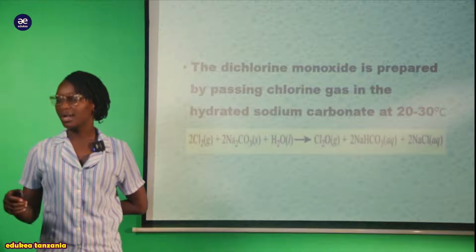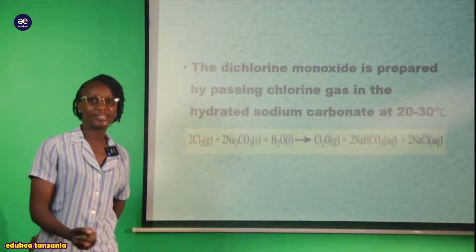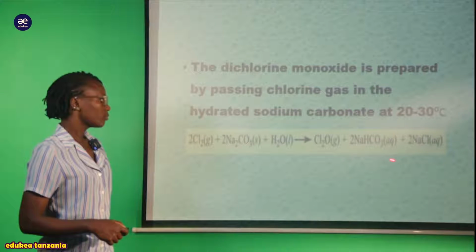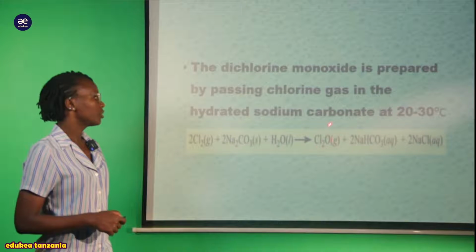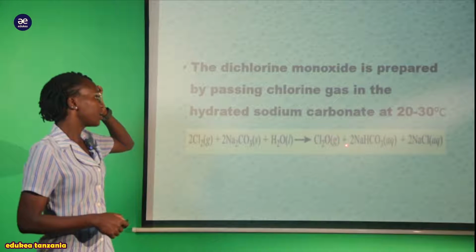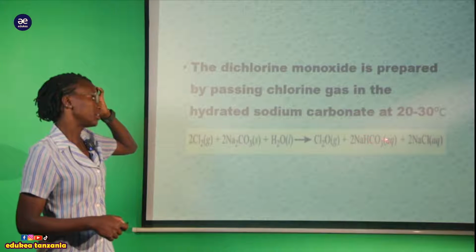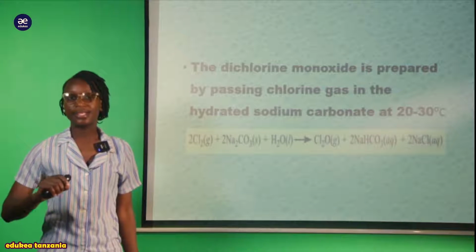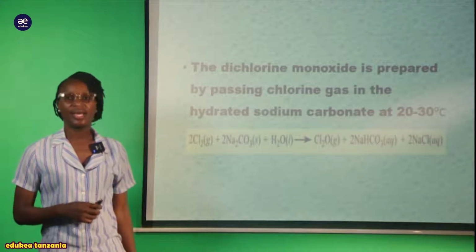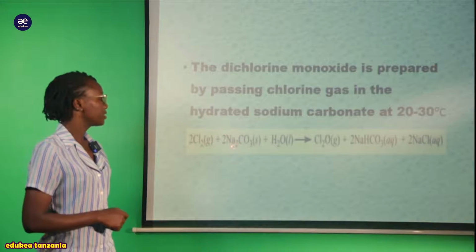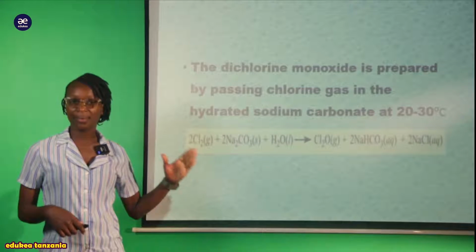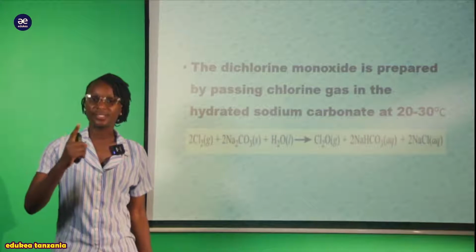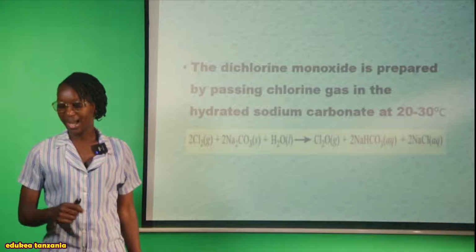carbonate. Kwa hiyo una hydrated sodium carbonate pale, utapass ile chlorine, is where you can be able to prepare this compound. So this is the reaction now. You are going to have this dichlorine monoxide, but also you are going to form this sodium hydrogen carbonate and sodium chloride. Hii ni baada ya treat this chlorine gas with the sodium carbonate. Na tumeambiwa hii sodium carbonate iwe hydrated. So we have to add water. Kwa hiyo tutachukua chlorine plus sodium carbonate plus water kwa sababu tumeambiwa ni hydrated.